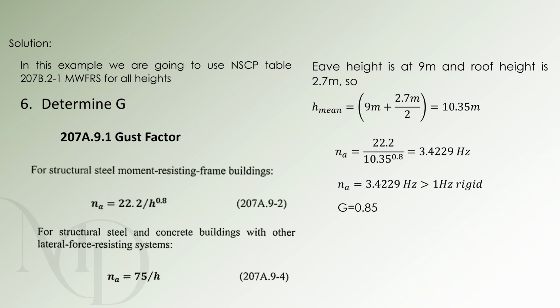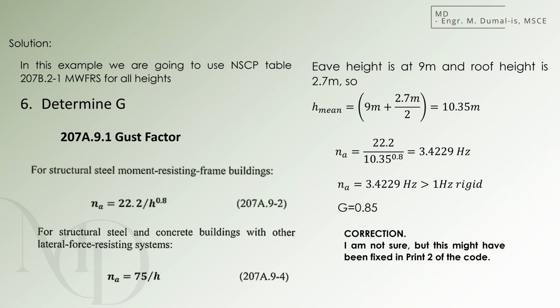If we apply the first formula using the mean roof height of 10.35 meters, the natural frequency comes out to about 3.42 Hz. Since this value is greater than 1 Hz, the structure is classified as rigid. That means we can take the gust effect factor capital G as 0.85. However, it's important to point out that there is a typographical error in the drafting of the NSCP. This means that some parts of the texts may not fully align with the intended provisions, and we need to interpret them carefully in light of the source references, such as ASCE 7.